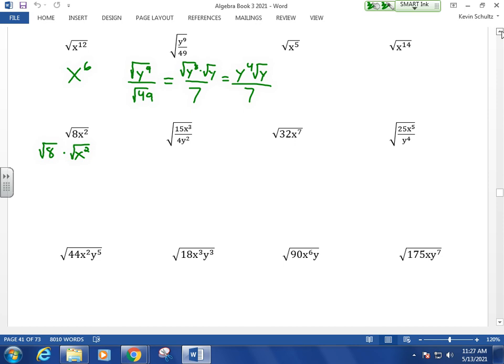Elise? Right. This goes back to the first page. Pull out that perfect square factor. Root 4 times root 2. My root 4 becomes a 2. Right? That's why we want that perfect square factor. My root 2 can't do anything, and so I'm done with my coefficient.